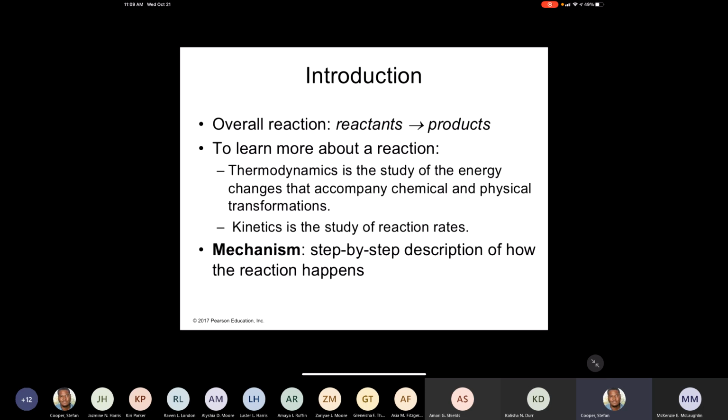The same thing in organic chemistry. I'm asking you, how did compound A get converted into compound B? You're going to have to explain what?